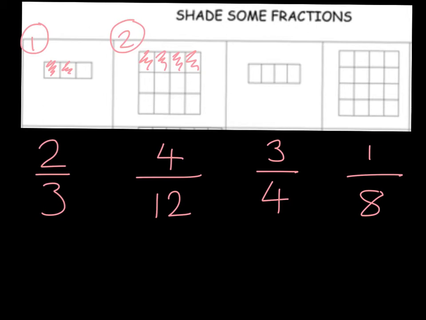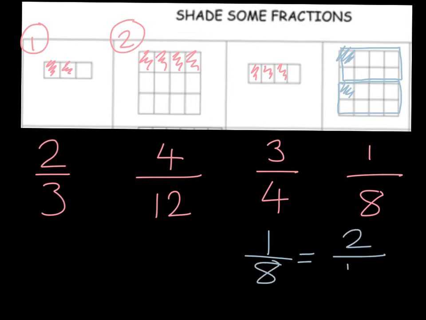If I look at the next one, it's asking me to do 3 quarters. So again, 3 of the pieces out of the 4. And on this last one then, it says shade 1 out of 8. If I look, there are 1, 2, 3, 4, 5, 6, 7, 8 in that section there. So if I want to shade 1 in 8, I just shade one of those pieces. If I've then got another section of 1 in 8, I'm going to shade in another one. So I've shaded in 1 out of every 8, which means I've actually shaded in 2 out of the 16 that are there.